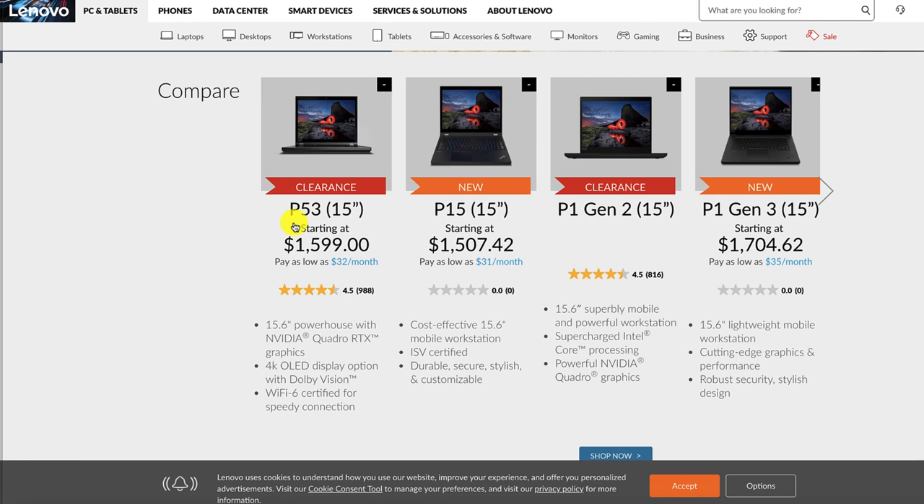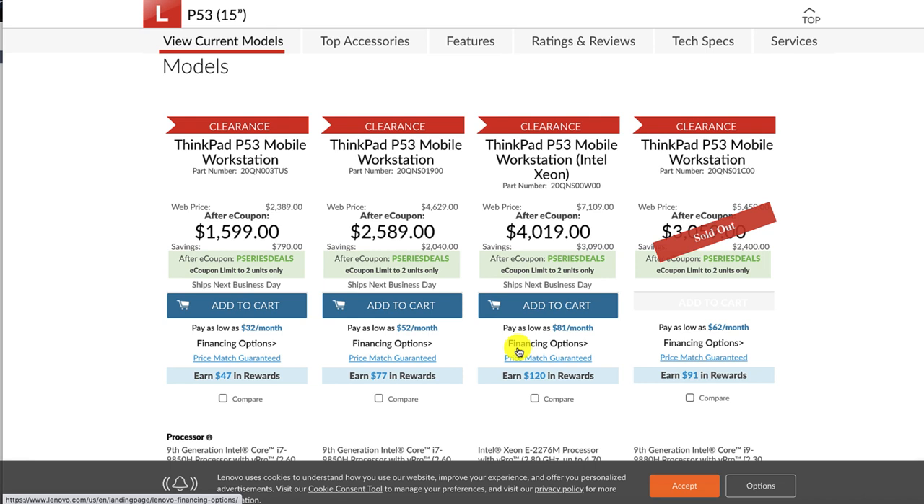Since these are on clearance, you can definitely see some price advantages here if you look at these. The P53 that I will be using for this series of videos, I believe most closely aligns with this one here.